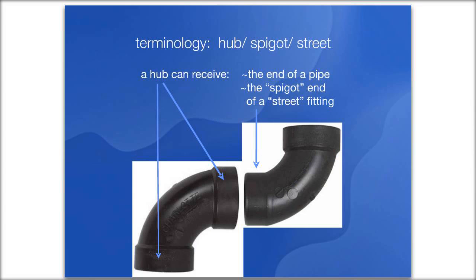Typically a hub, you can see the 90 on the left has 2 hubs, and that would receive a pipe being glued into it. But there are also fittings that are called street fittings that have one end that is actually the same size as pipe. It's not a hub. It's the same outside diameter as the pipe, and it can actually glue straight into the hub of another fitting. And in a tight space, that's really invaluable. So it's really good to know about street fittings. So a street fitting has hubs, but it does have one end that has a spigot end that can glue into a hub of another fitting.